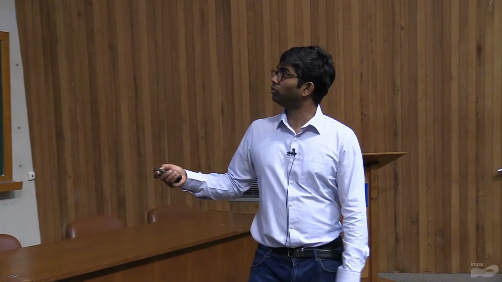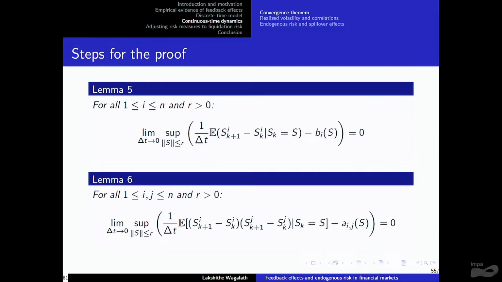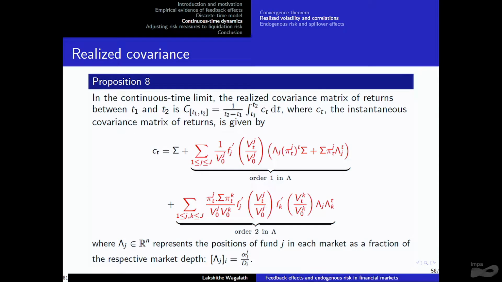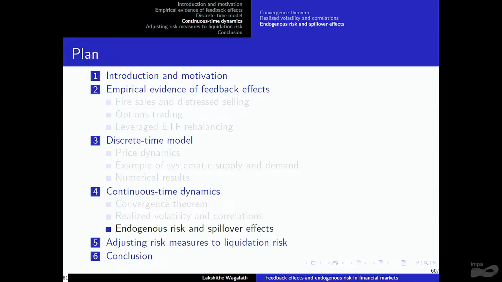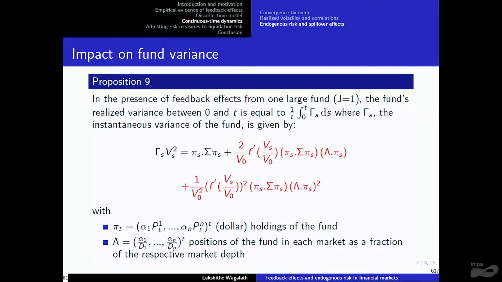And as I told you, all those models are consistent with the models that we currently use, because if you assume infinite liquidity, all those terms in red disappear, so they're just forgotten. All right, so that's for the covariance matrix. Let's look now at the effects in terms of contagion.